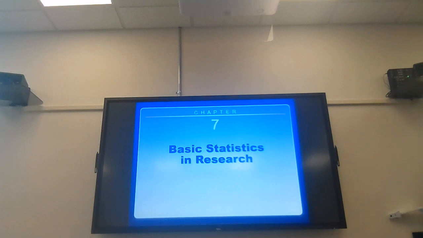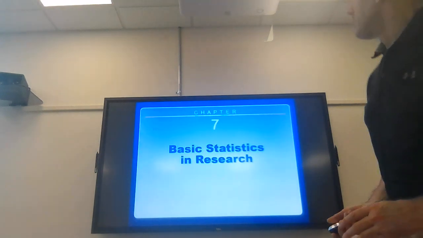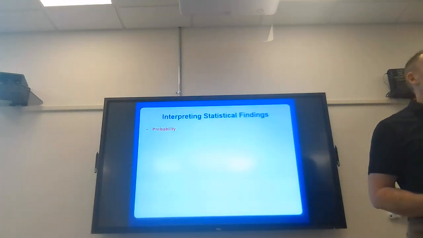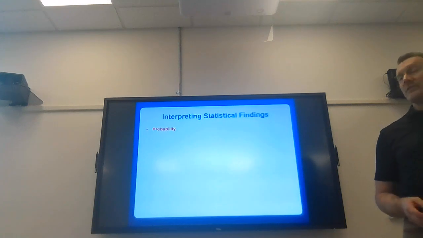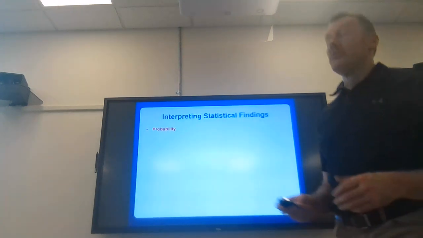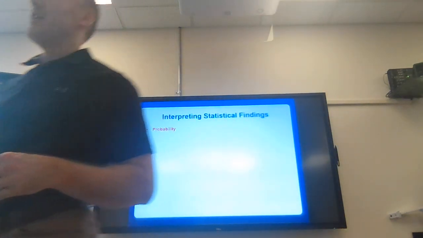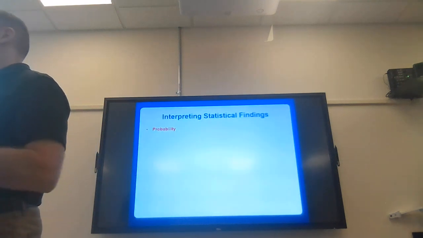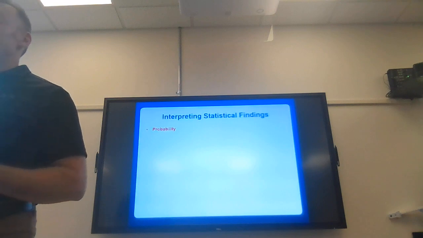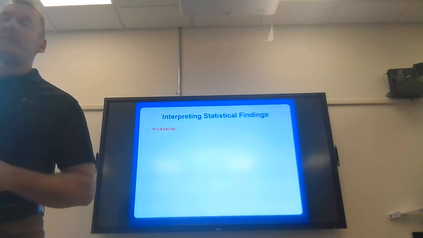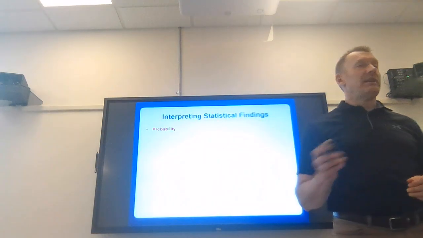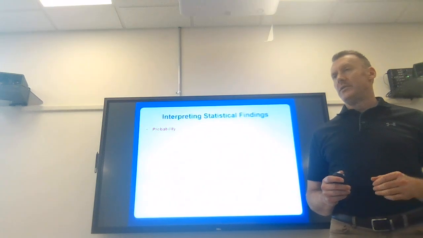Let's get into chapter 7, basic statistics in research. Basing our conclusions on probability can sometimes be good, sometimes not so good, because sometimes there are real differences between conditions that we overlook. Sometimes in reality there's no differences, but our statistical test says there is, and that could be a problem as well. So the purpose of this chapter is to help you see probability in the proper context and also introduce effect size.